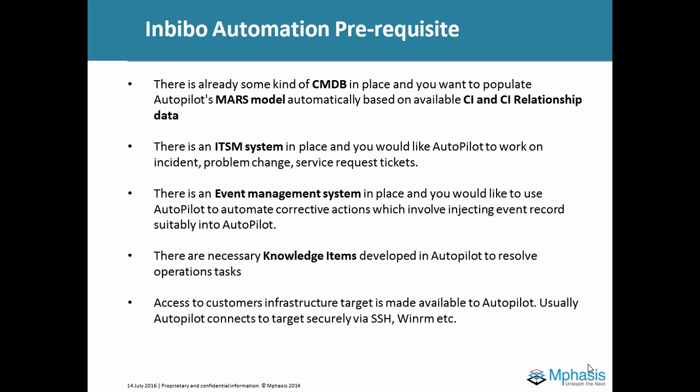Moving on to the next prerequisite, the knowledge item. As I said earlier, a knowledge item is a sequence of steps which are executed to remediate or resolve a particular incident or issue. So that's another critical prerequisite. And the last but not the least is the access to the customer infrastructure. Autopilot typically accesses the infrastructure of any customer using a secured mechanism. We use SSH for Unix and Windows Remote Management services for Windows servers.